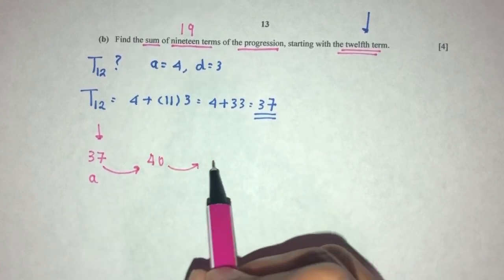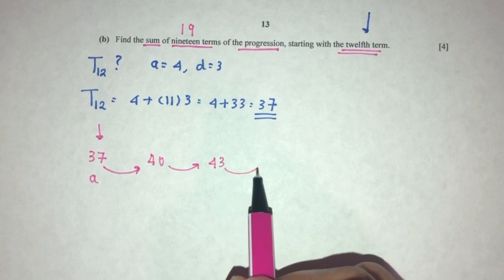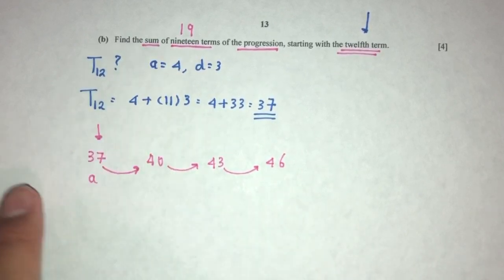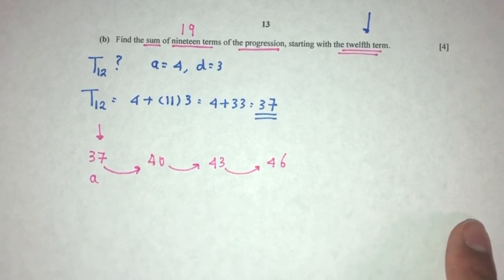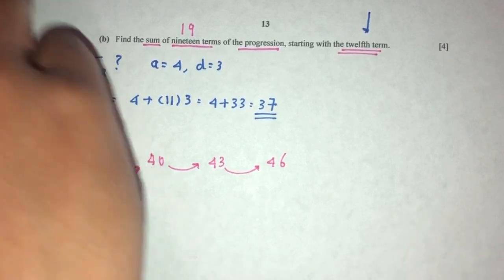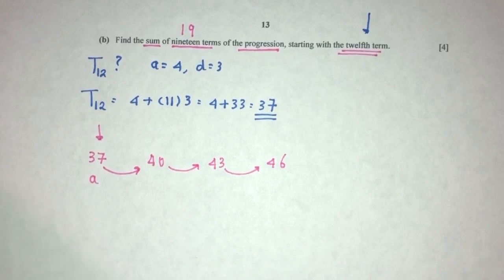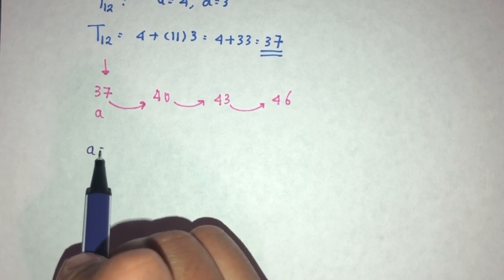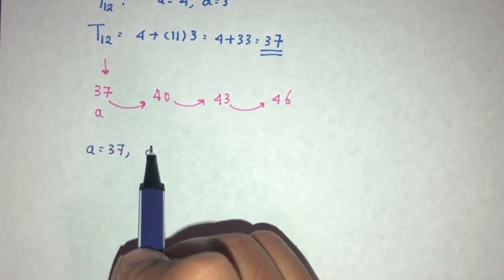Next one should be 43, 46. So if you really want to, you can always add 3 and keep going up to the 19th term. If you want to do that, it's up to you. But of course, we can use our formula directly with the new progression. The new progression is: first term is 37, and common difference is 3.